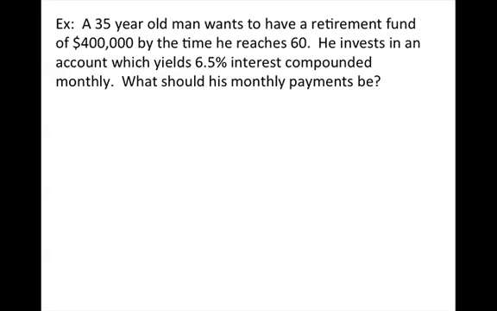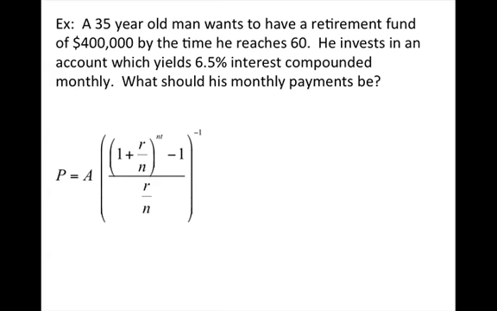The next example is just like the previous example. The only thing this time, the man is 10 years older. Suppose he didn't start saving until he was 35. Instead of starting at 25, he waited until he was 35. So I'm still using the same formula. My final amount is still the $400,000. I'm still looking for my monthly deposits.